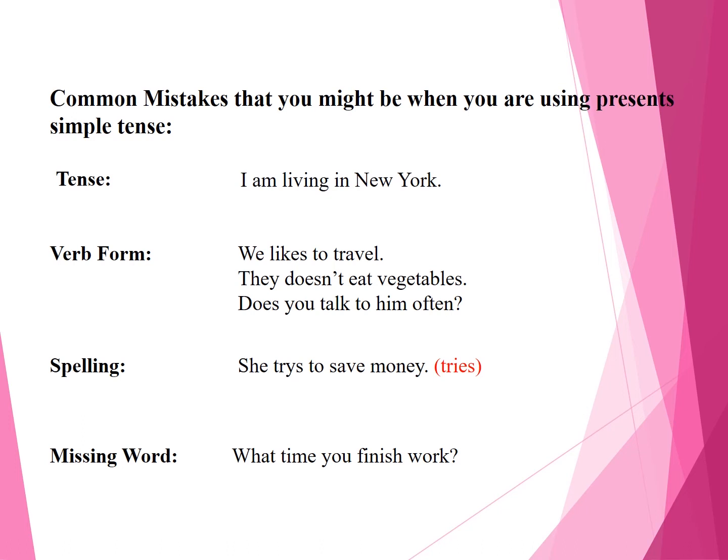Number 1. Mistake in tenses. When we say I am living in New York, which part of sentence is wrong? And what is correct form? Correct. Living in somewhere or in some cities is something you do permanently. It is not something that you change every day.